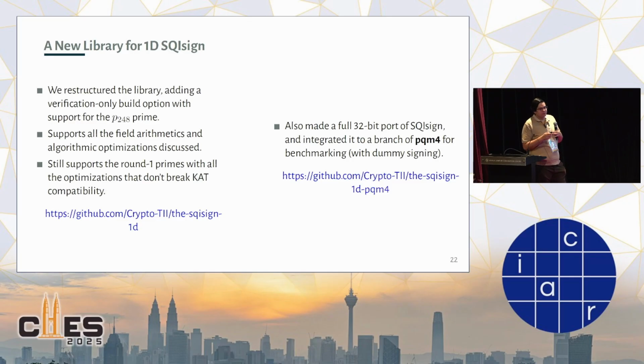So we still retain an option to be backwards compatible with round 1. And you can find that library here. We also made a full 32-bit port of SkiSign, and we integrated it to a branch of PQM4 for doing our benchmarks on the Cortex-M4, where we had to do a dummy signing, because we're only interested in getting numbers for verification. You can find that in this other link.